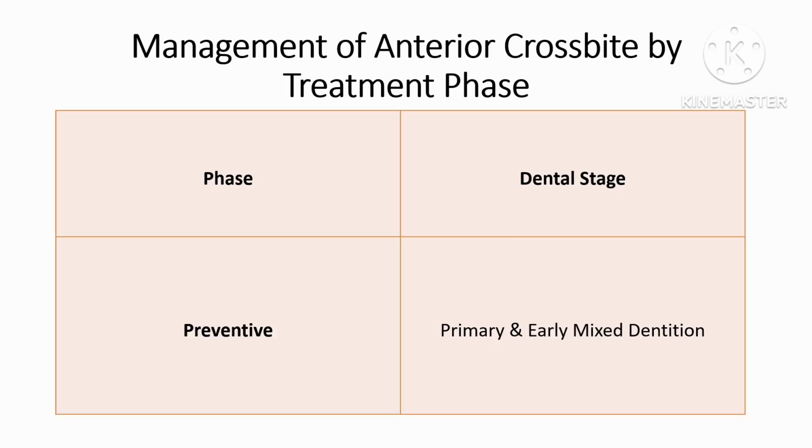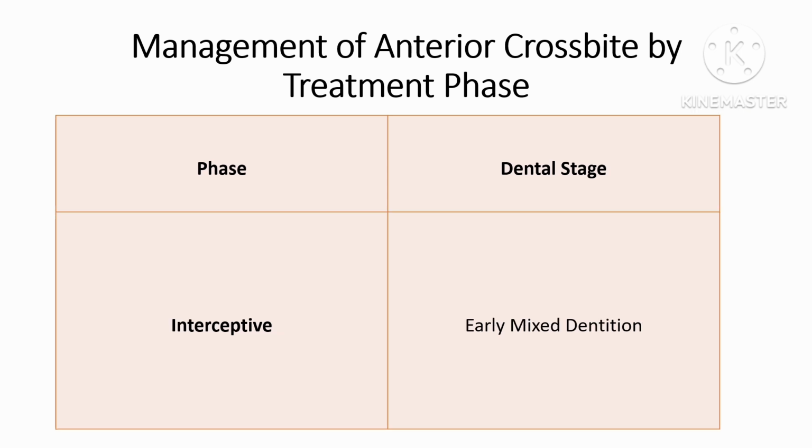The management of anterior crossbite follows 4 phases. First is preventive, then interceptive, corrective, and finally surgical. In the preventive phase, seen during the primary dentition, the focus is on eliminating habits, maintaining space, and guiding eruption to prevent crossbite formation. In the early mixed dentition stage, around 6 to 9 years of age, interceptive treatment of dental anterior crossbite is highly effective, as the issue lies in tooth position rather than jaw structure.